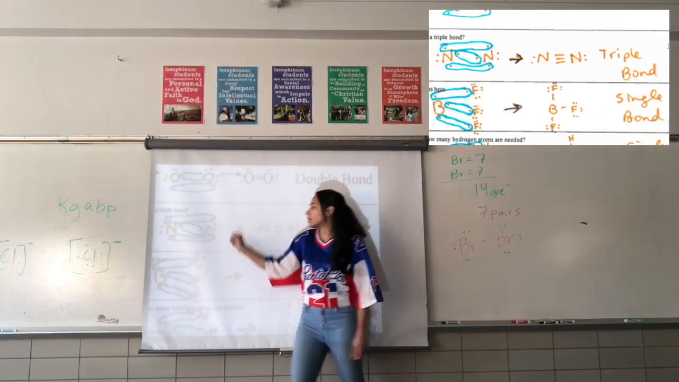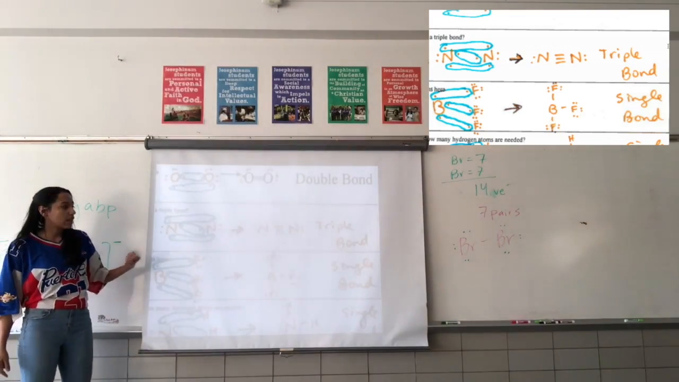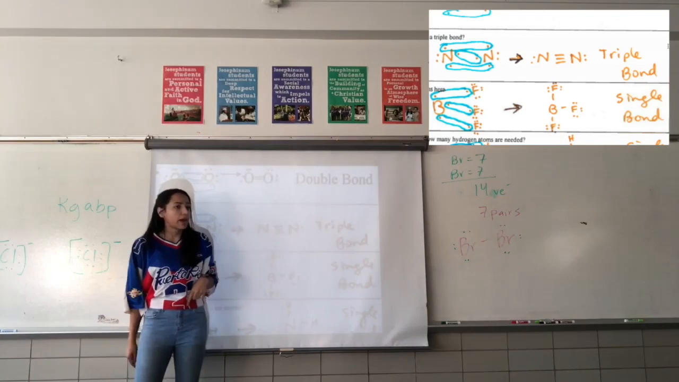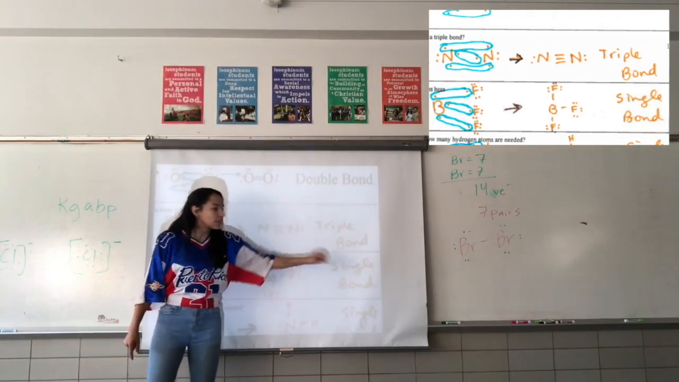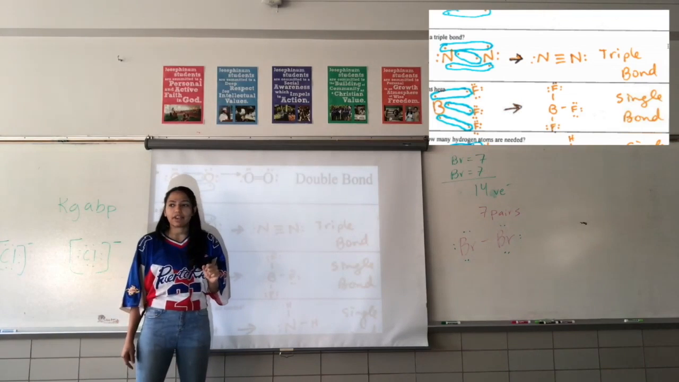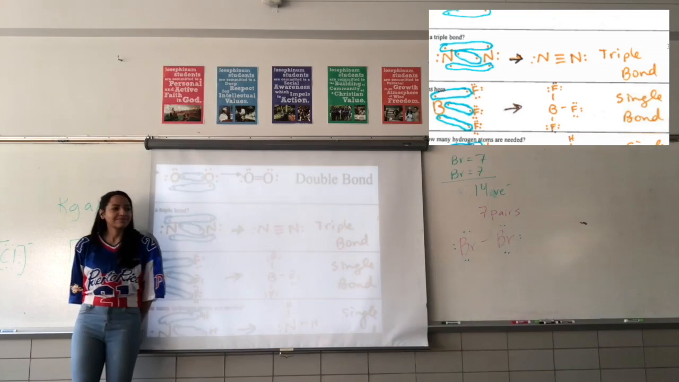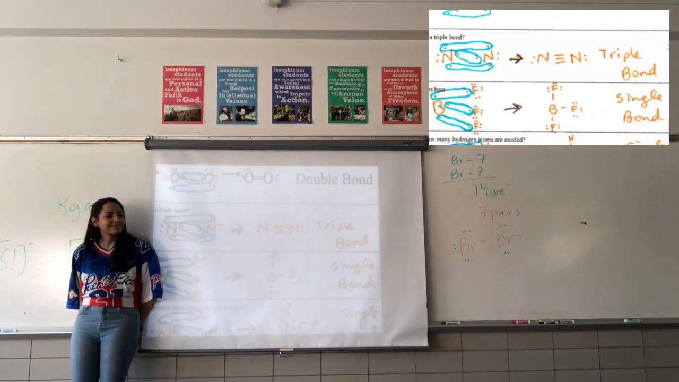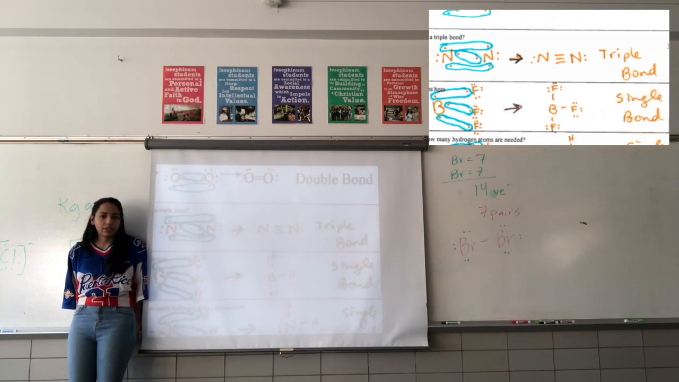Look right here for nitrogen. I have 3 bonds right here. So I call this a triple bond. But I also have 3 bonds right here. Why is this a single bond? Why did I classify that as a single bond versus a triple bond? Look at what's happening in there. What do you think?